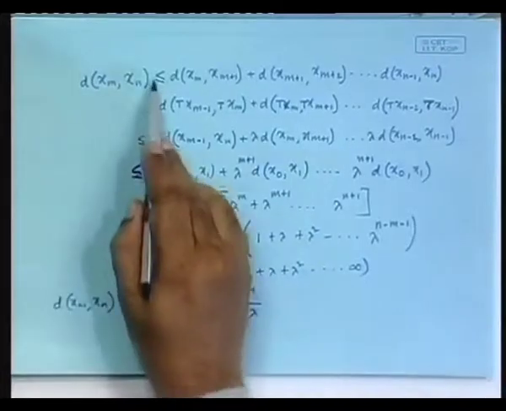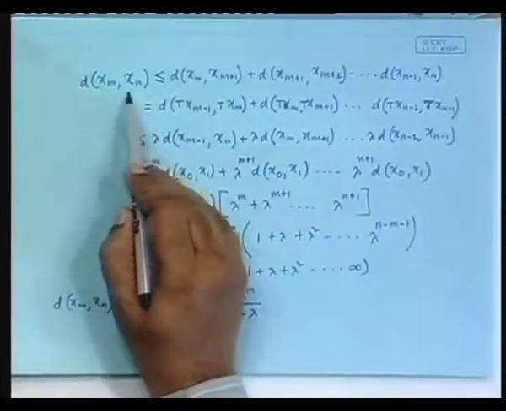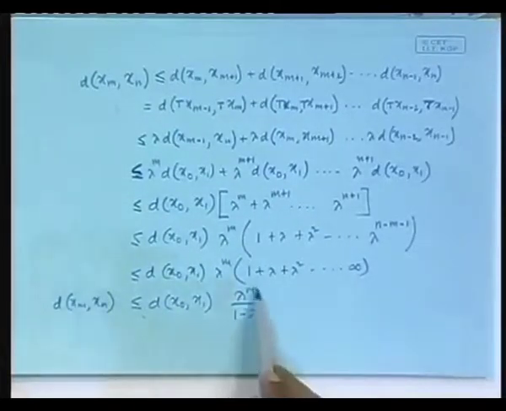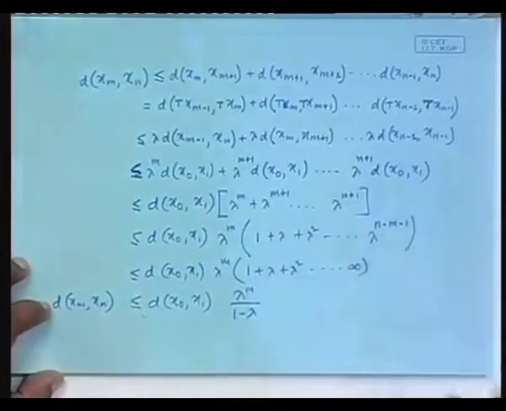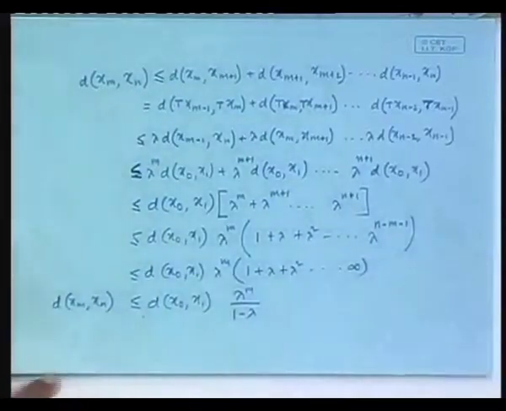We started with the distance between 2 elements x_m and x_n, and we showed that it must be less than this. What is this? On the right hand side, you have the distance between the first 2, the starting point and the first iterate x1, and then, in terms of the contractivity factor, we got the number. And we had argued that since lambda is less than 1, this will go to 0. But now, let us start from there.